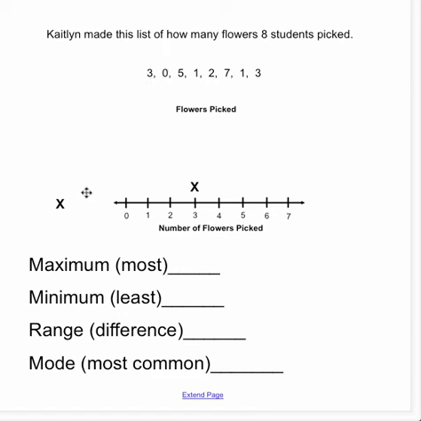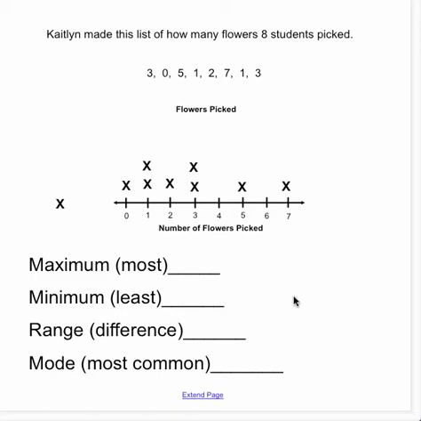One person on my list picked 0, so we're going to go ahead and show that. One person picked 5, so I'm going to take an X and put it over on 5. One person picked 1. Another person picked 2, so we're going to move an X over to 2. One person picked 7. One person picked 1. So here's another person out of those 8 people that only picked 1 flower. And another person picked 3. So we'll put a second X on 3.